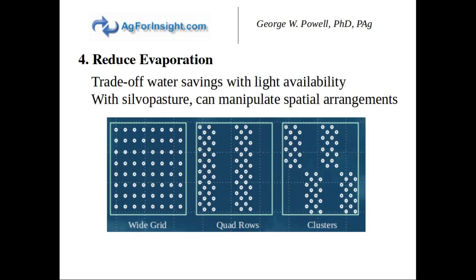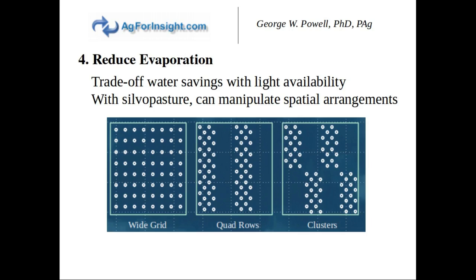Of course, with shelter belts, you're placing your trees and shrubs at fixed points on the edge of the field typically. With other agroforestry systems, we can manipulate the spatial arrangements of the trees to allow more light in and sort of counteract that trade-off between light and water savings.